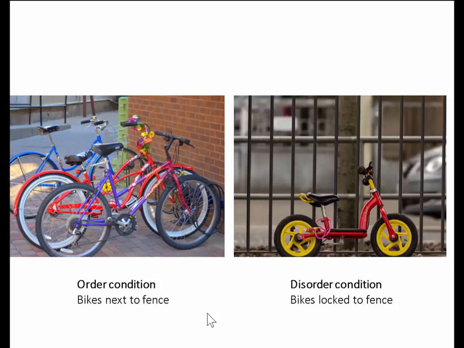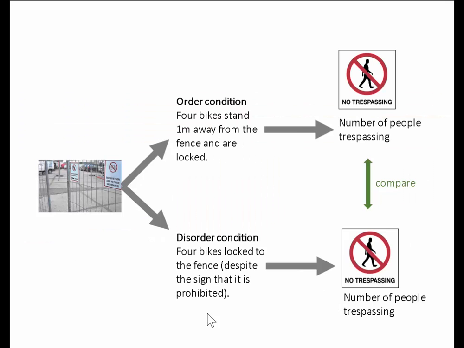Now, if you understood some Dutch, there was actually the picture that I showed in the first instance. So in the order condition, the bikes were not attached to the fence, but on a bike rack next to the fence. So that norm wasn't broken. But in the disorder condition, instead of attaching the bikes to the bike rack, they were attached to the fence, clearly breaking that norm. So again, it's the same setup, and there you actually see the two signs.